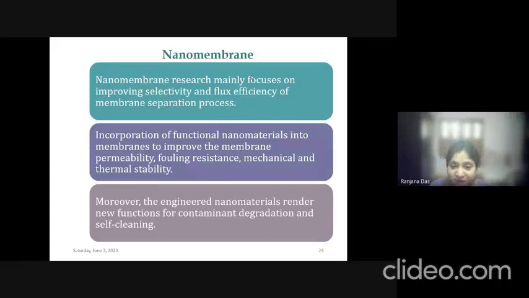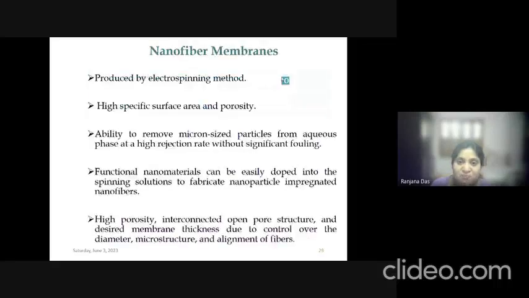and less permeability. There we can use the concept of nano to improve the function of the membrane. The membrane separation process can be improved by incorporating nanomaterials in the membrane. That is the objective of designing all the nanomembranes basically. So what is happening there in the nanomembrane?